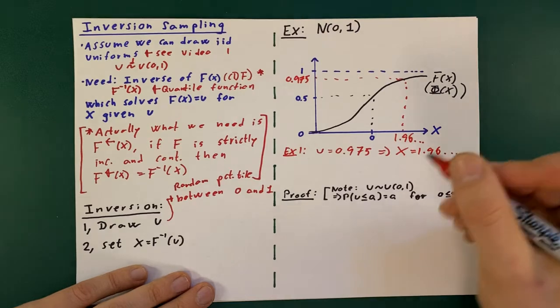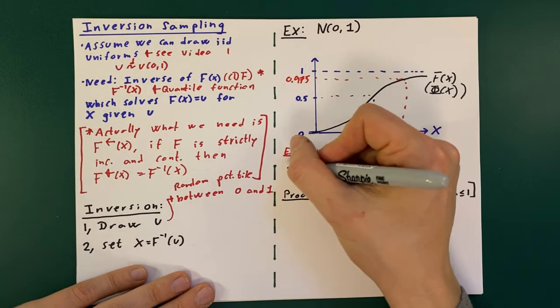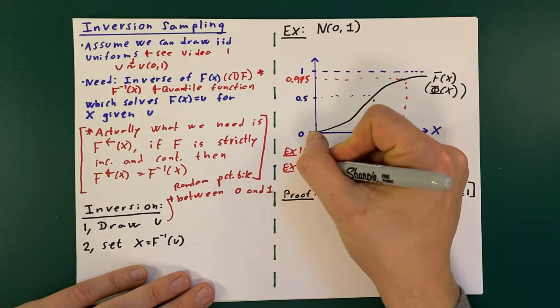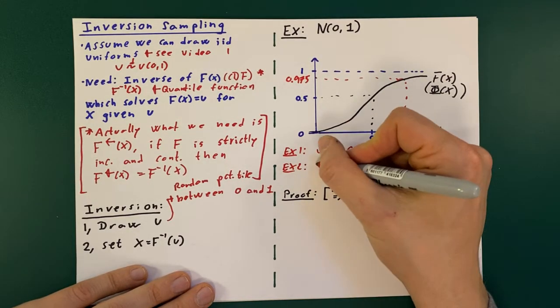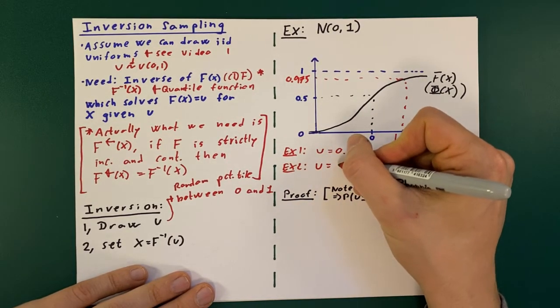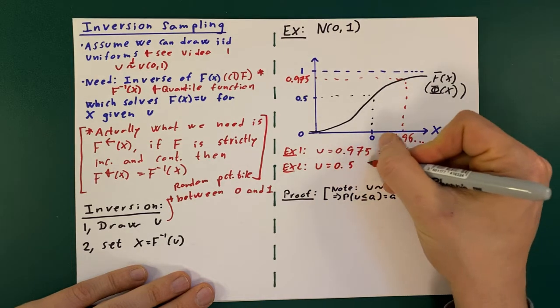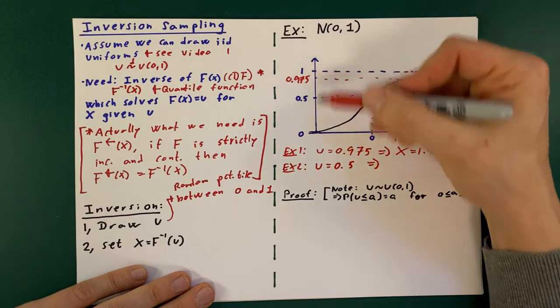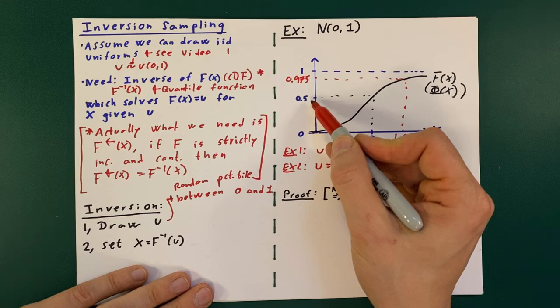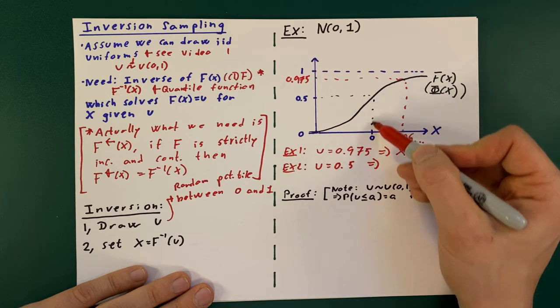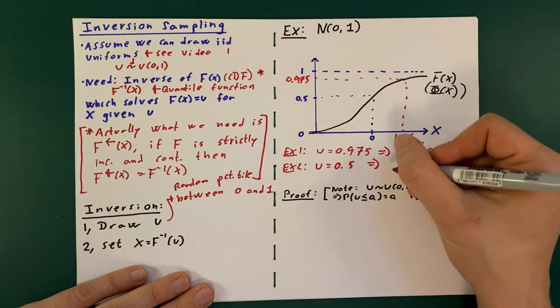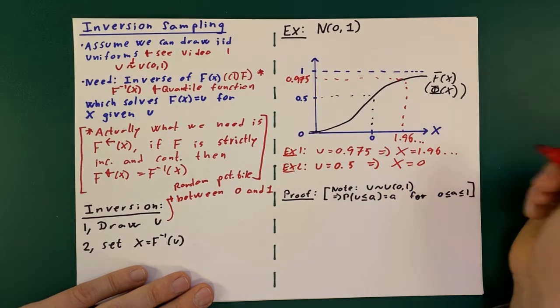If we wanted another case, we could look at a second example. Suppose we draw exactly 0.5, u equal to 0.5. Then in step 1, we get our u equal to 0.5. Then we go over here, see where we hit F of x, then we drop down here, and we have that x is equal to 0.